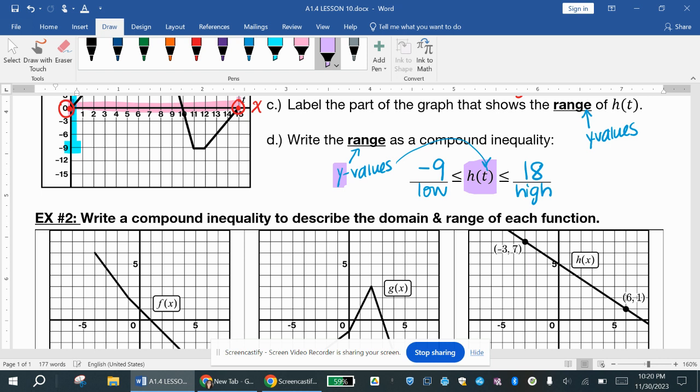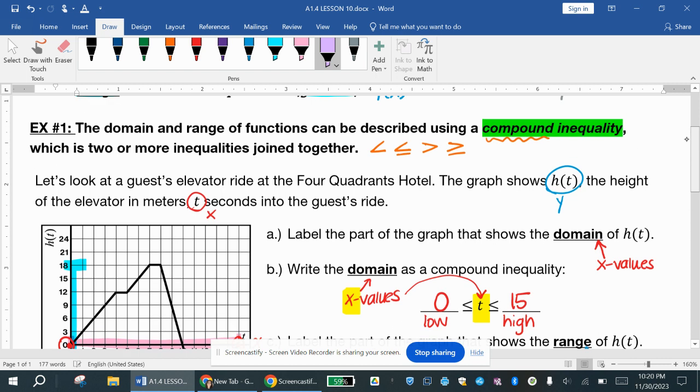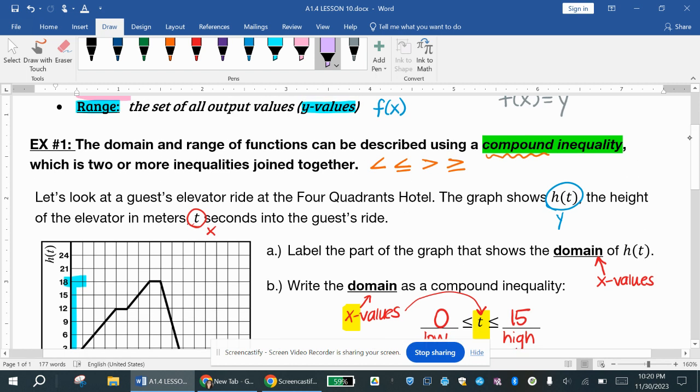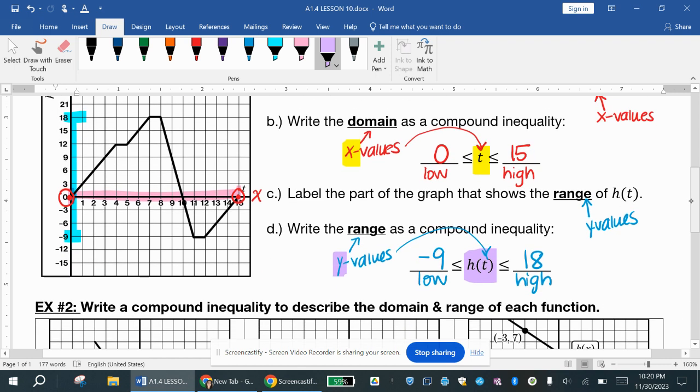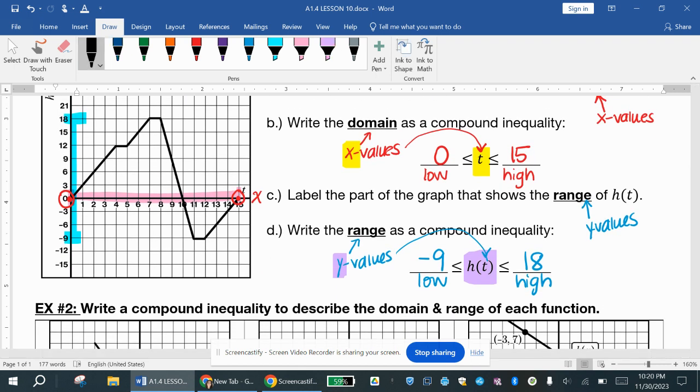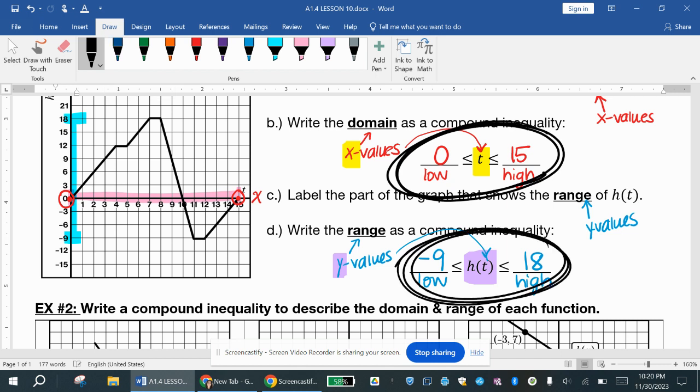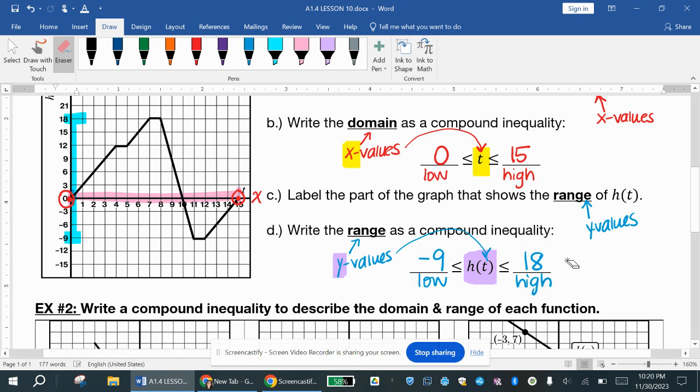Okay, so it looks like they want us to write a compound inequality to describe the domain and range of each function. Remember, a compound inequality, which we started mentioning up here, is when you write two or more inequalities joined together. You've seen a couple examples over here. Here's one of them. You see the two inequality symbols. That's a compound inequality. So we're going to continue practicing that below.